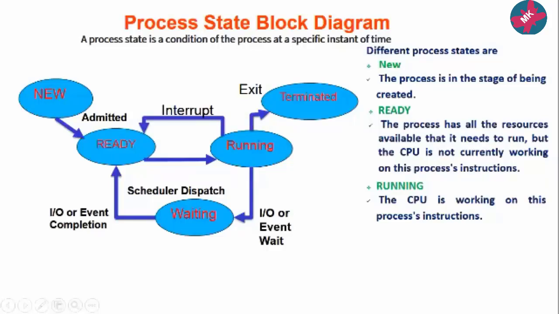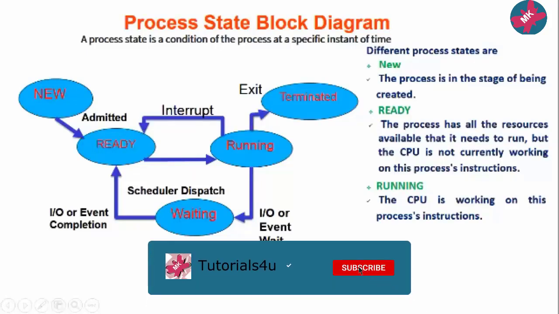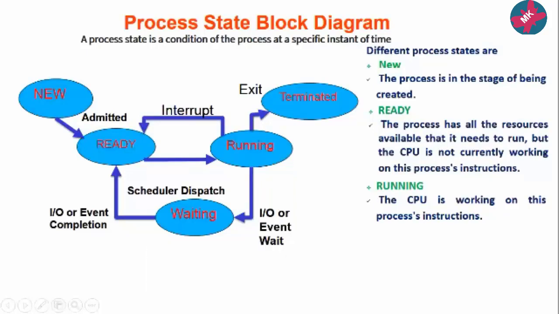Now from the running state, it may encounter three conditions. If everything is okay, then the process completes successfully and it is terminated at the end. The second condition may be that, suppose a current process is going on and a process of higher priority enters the system. Then what is going to happen? An interrupt will take place, and from the running state, it will go back to the ready state.